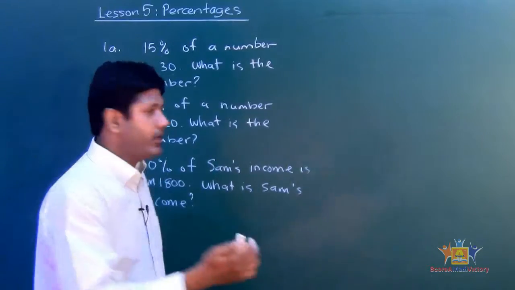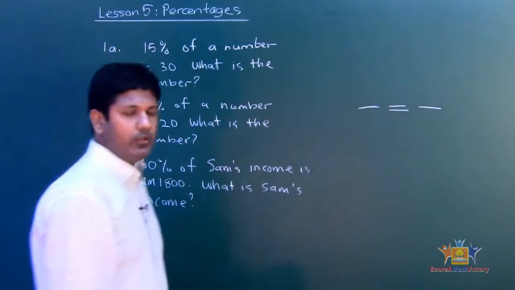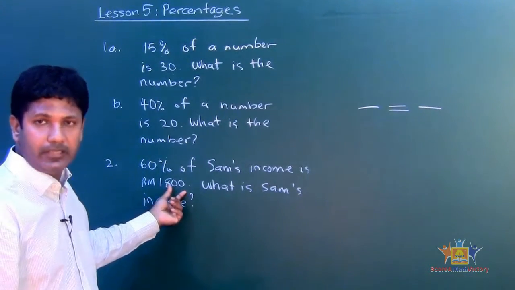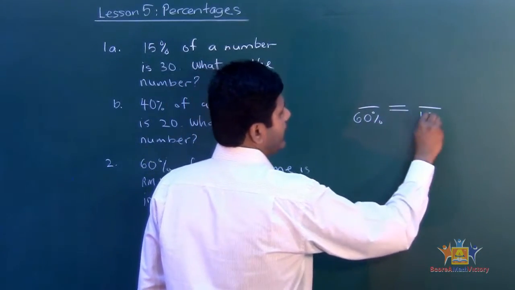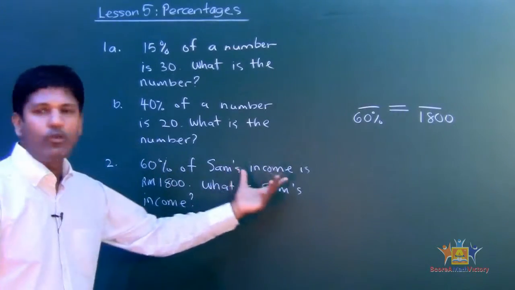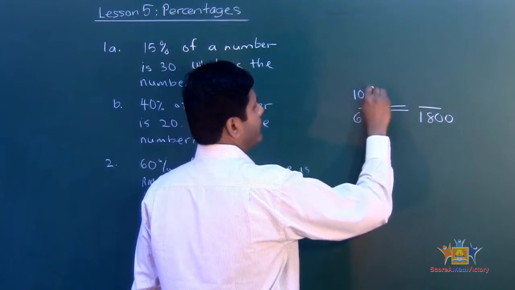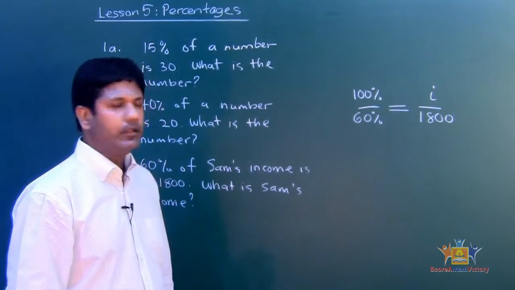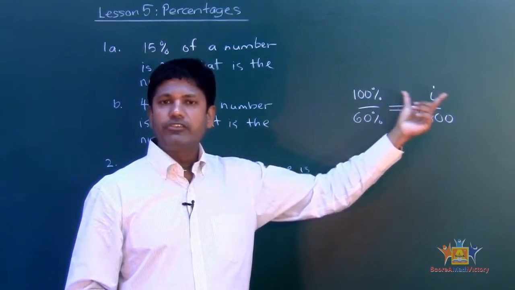We just do the aeroplane method. Let's extract the information. 60% is 1,800. And we're looking for the 100%. We don't know what his total income is, so we're going to put 100% and just put I. Now I'm solving for I. In other words, I need to isolate I.